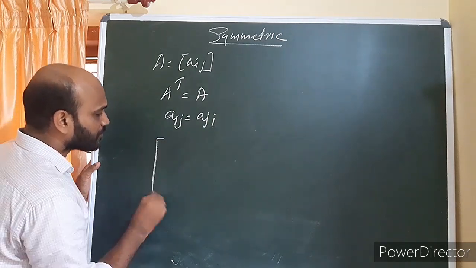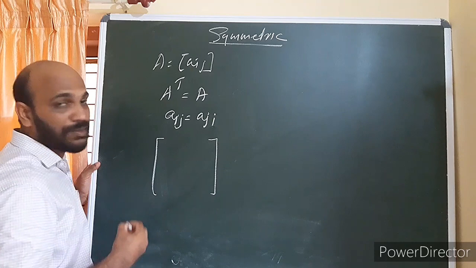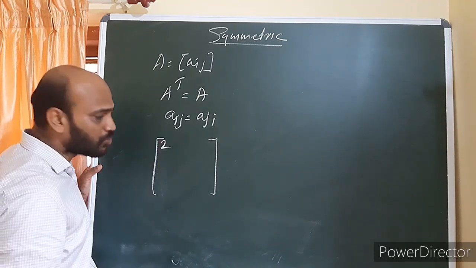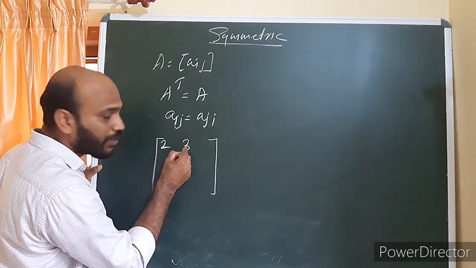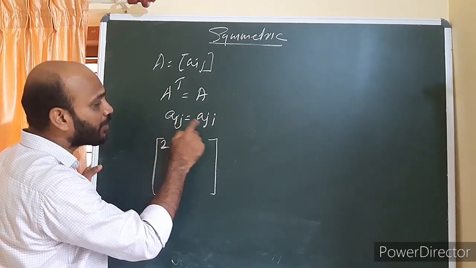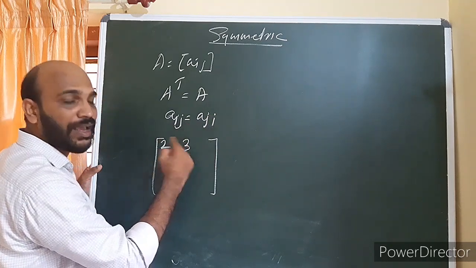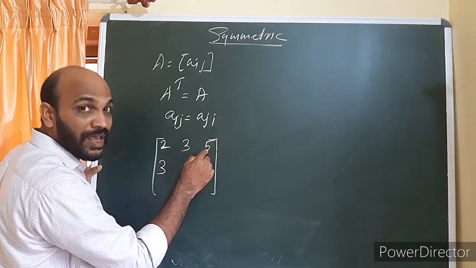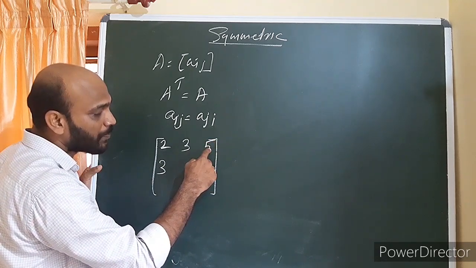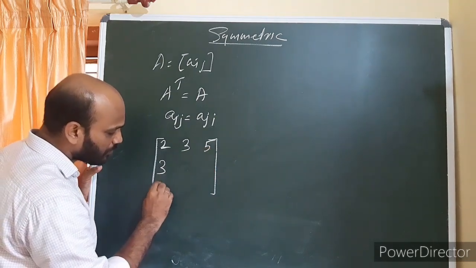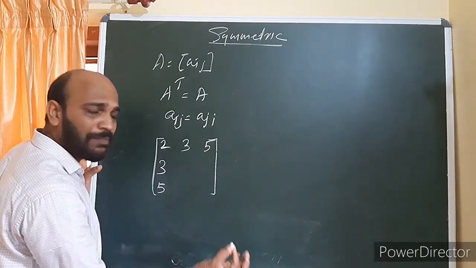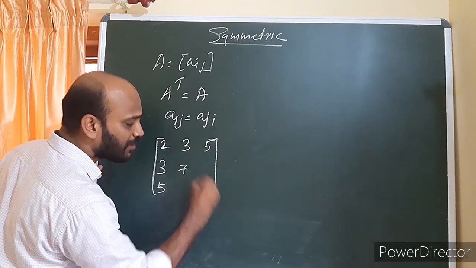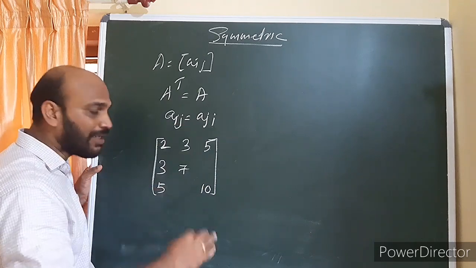Now, for example, suppose I am forming a 3 by 3 symmetric matrix. Suppose I am writing 2 as A11. A12 equal to 3. Aij equal to Aji, so A12 should be A21. This element should be 3. Suppose I am writing 5 here. This element is A13, right? A13 should be equal to A31. A31 should be 5. Diagonal elements can be any. I'll write 7 as A22 and 10 as A33. Diagonal elements we can write any elements.